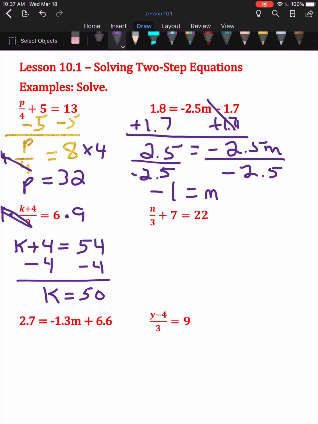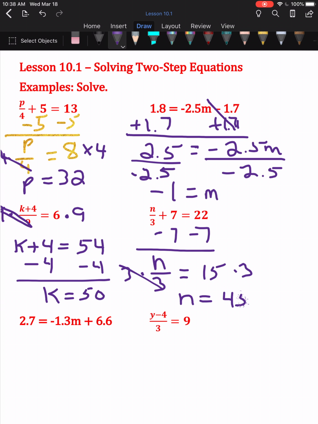Okay. The next problem is back to being kind of normal. We have n divided by 3, whole thing plus 7 equals 22. So we will subtract 7 from both sides. That leaves me with n over 3 equals 15. I will multiply both sides by 3, and n is equal to 45.